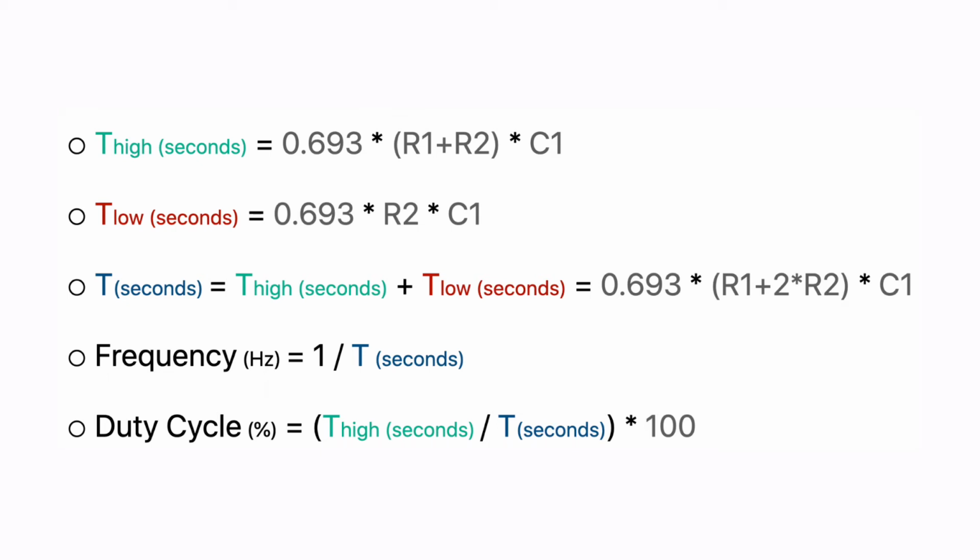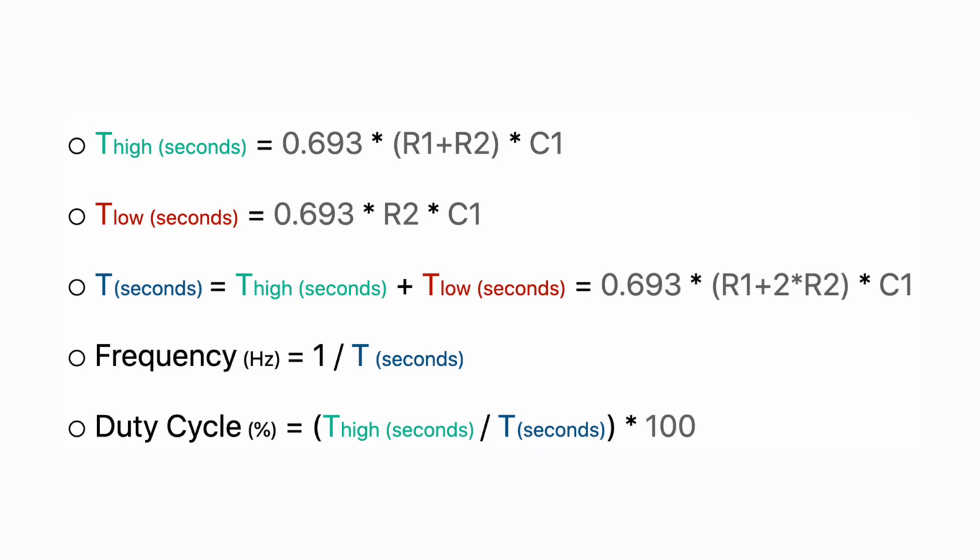Firstly, the capacitor is charging through both resistor 1 and resistor 2, but it discharges only through resistor 2. And that's why we need to add the two resistor values for the T high calculation, but we only use the resistor 2 value for the T low calculation. That's also why we need to double the resistor 2 value, but not resistor 1, when we're calculating the total time.